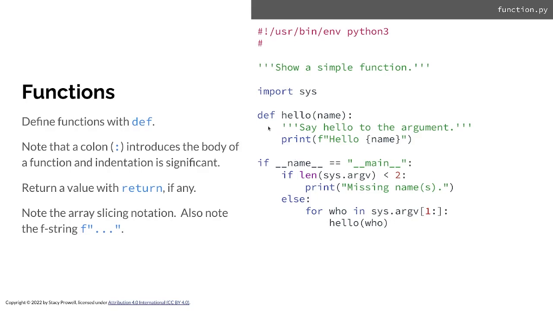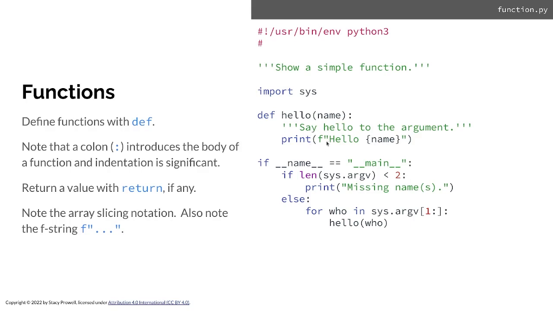Here's hello up here. It's a little function. It has a documentation string that says say hello to the argument being name. And then I print this out. I print f, double quotes, and they can be single quotes too. Hello, and then name in curly braces. This is an f-string.